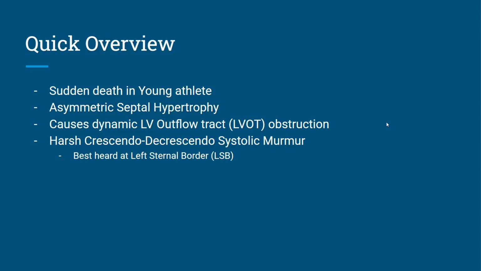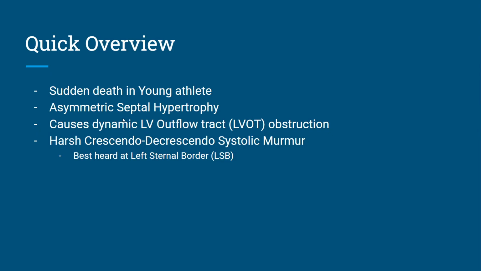Okay. So, quick overview. HOCM is a genetic heart disease characterized by asymmetric thickening of the interventricular septum, a small left ventricular cavity, and most importantly, dynamic obstruction of blood leaving the heart. And this is not just a thick heart, it's a heart that blocks its own outflow, especially under certain conditions. So, you can think of HOCM as hypertrophy plus obstruction that changes with preload.